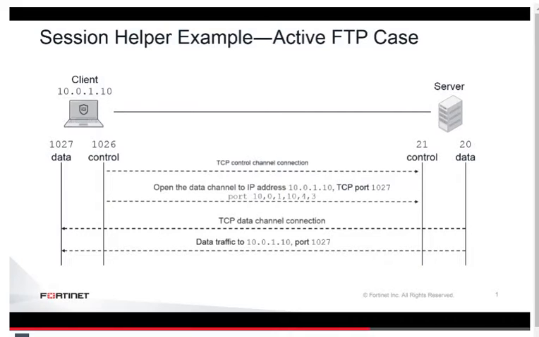In passive mode, the data channel is initiated by the client. In active mode, the client sends the port command through the control channel. The command includes the client IP address and the TCP port for the incoming data channel. Then the server initiates the TCP session to the IP address and port number specified by the port command.